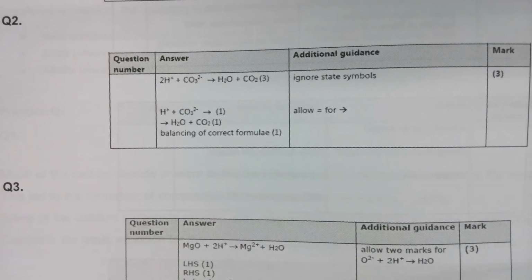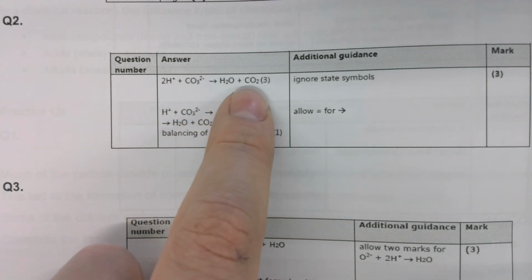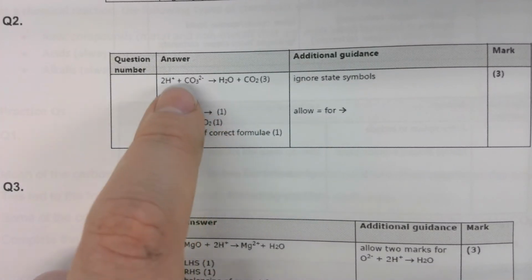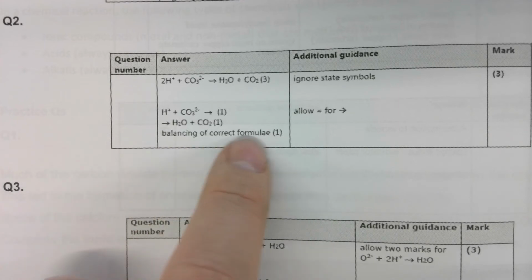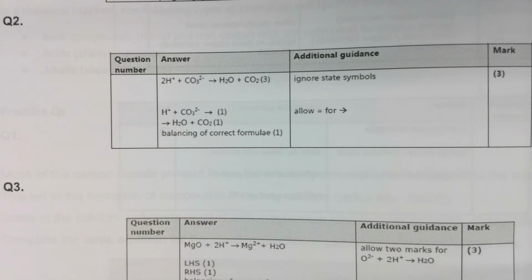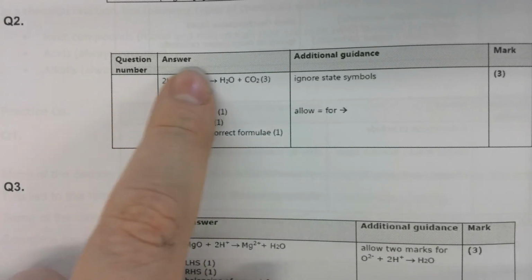Okay, and here's the mark scheme. This is the answer that you should have gotten. They tell you get 1 mark for having the left-hand side right, 1 mark for having the right-hand side right, and if you have it all balanced, you get a 3rd mark for balancing. So this is what it should work out as.